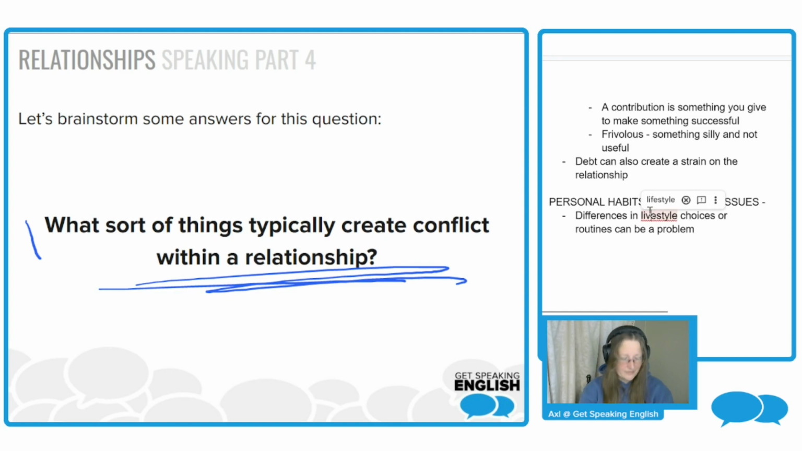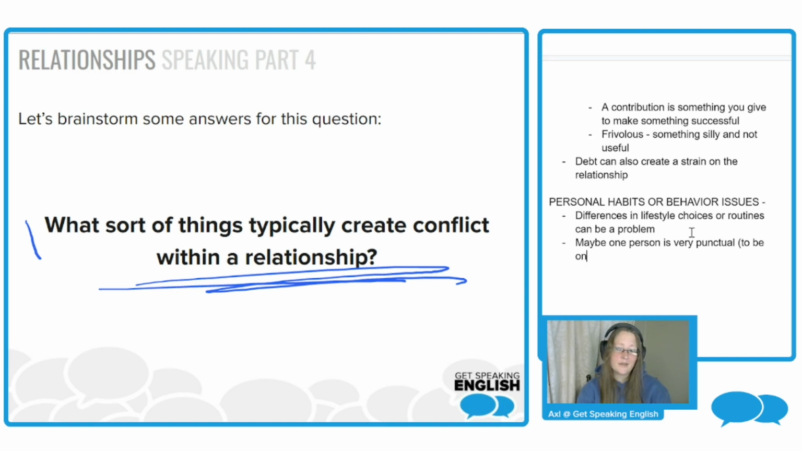For example, if we're talking about behavior, maybe one person is very punctual, which means to be on time, while the other person is maybe chronically late. If you're chronically something, it means you're always something. So maybe they're chronically late. That could definitely be a problem, right? Or maybe one person prefers to get up really early, the other person prefers to sleep in late, those sorts of things. So lots of little issues there, right?